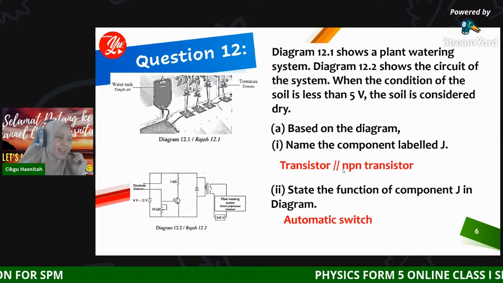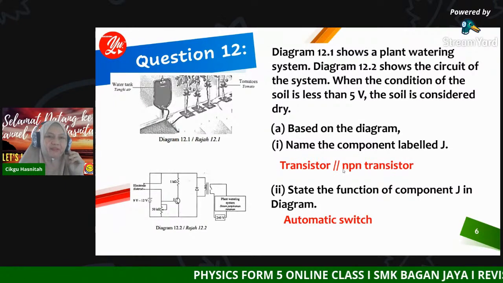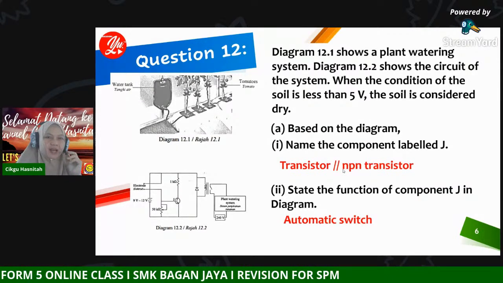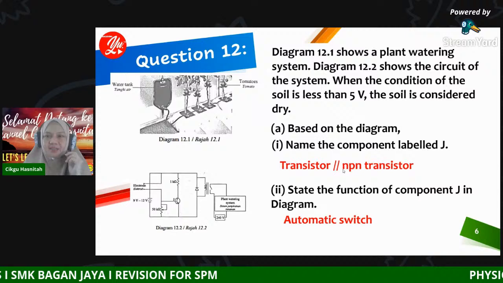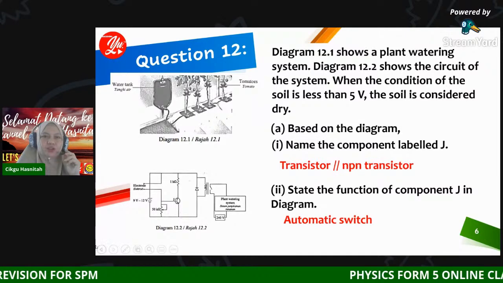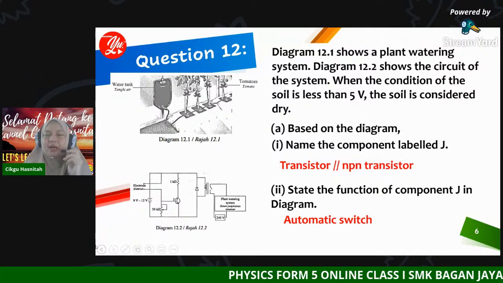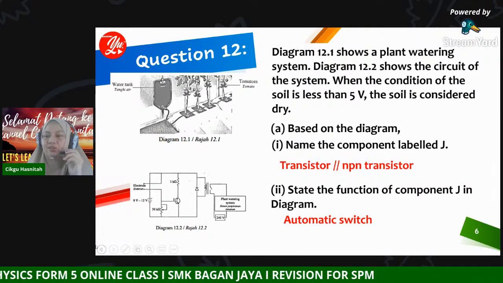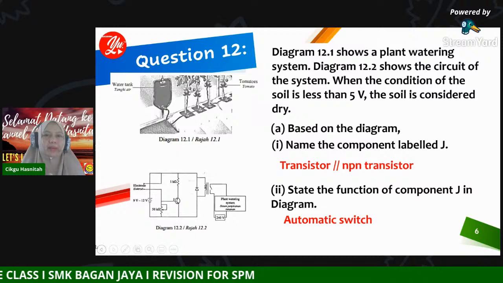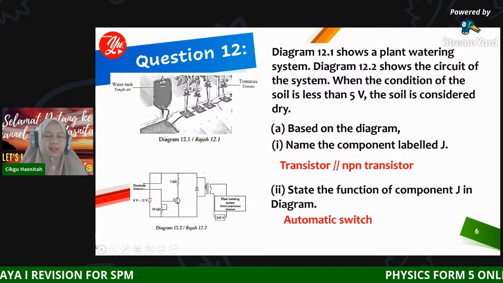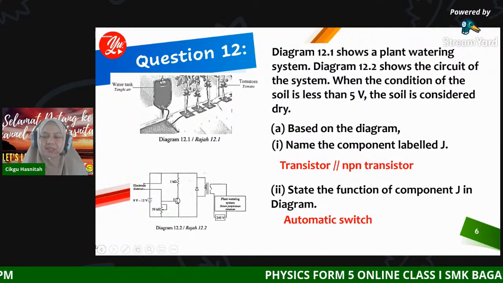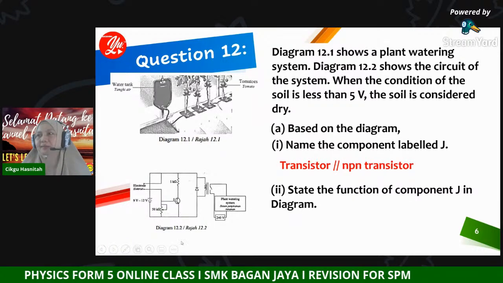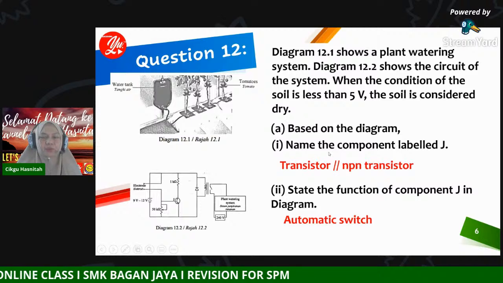And it's not a current amplifier. Bukan current amplifier. Here it acts as an automatic switch. Okay, as an automatic switch. The transistor acts as an automatic switch. Current amplifier is another use, but in this system, the transistor is used as an automatic switch. Okay, class. So if you answer wrongly, please correct your answer. It functions as an automatic switch.